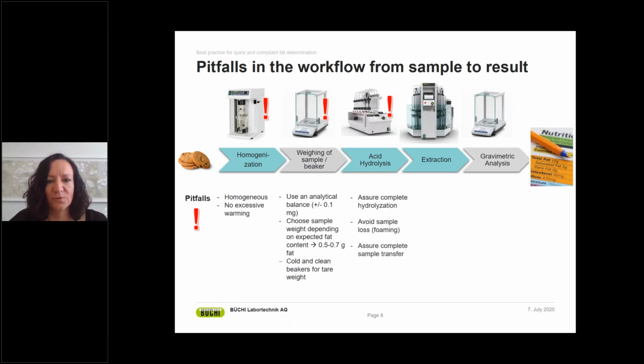In the hydrolysis step, it is important that you assure a complete hydrolyzation and you avoid sample loss. The samples tend to foam when they're boiled in hydrochloric acid, so it is important that you prevent the foaming because the foam can stick to the glass sample walls and the sample might get lost. It is also important that you assure a complete sample transfer, because the sample is hydrolyzed in one vessel and then transferred to other glass sample tubes, and this transfer needs to be complete, otherwise you will lose sample. But now we'll go into details to see the important points in the acid hydrolysis.